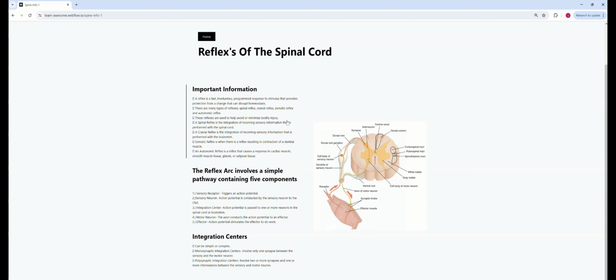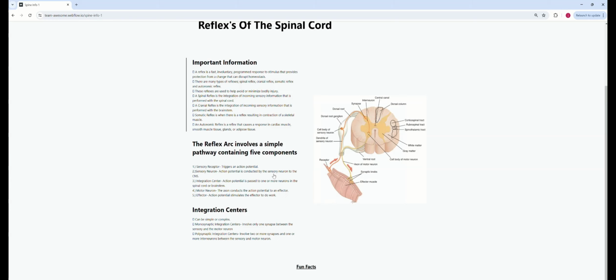Integration centers can be simple or complex. You have monosynaptic integration centers, which involve only one synapse between the sensory and the motor neuron. You also have a polysynaptic integration center, which involves 2 or more synapses and 1 or more interneurons between the sensory and motor neuron. Fun fact: when the doctor taps your knee and your knee extends forward, it's called a patellar reflex. It's a rapid knee extension and the response is due to the rapid contraction of the quadriceps femoris when a stretched patellar ligament is tapped. The reflex also tests the functions of the L4 segment of the spinal cord and the corresponding nerve roots.